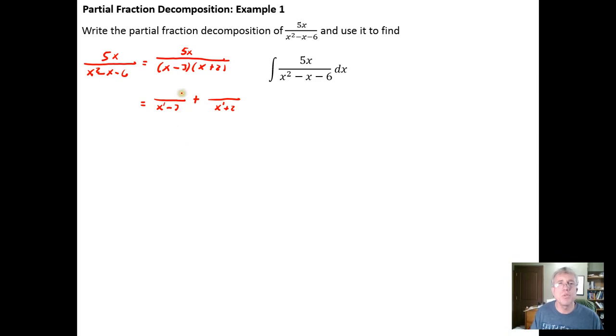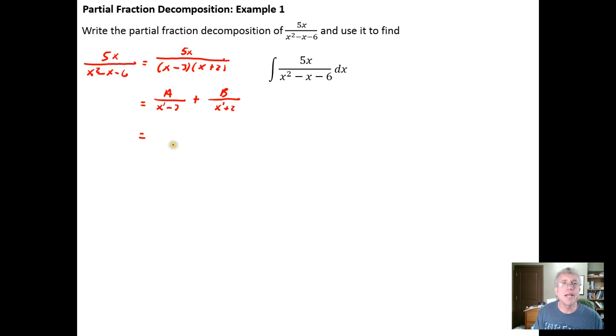So here we recognize that x minus 3 and x plus 2 are both linear or first degree polynomials. So we're going to guess that the numerators are 0 degree polynomials, or just constant terms or real numbers. Some real number A, some real number B. Real numbers are degree 0 polynomials.